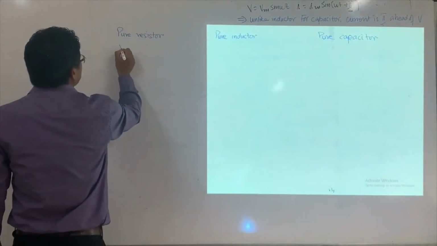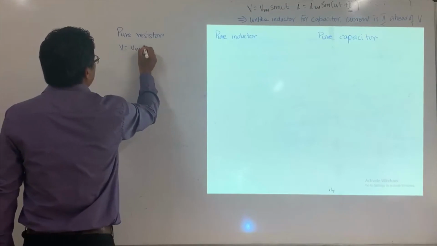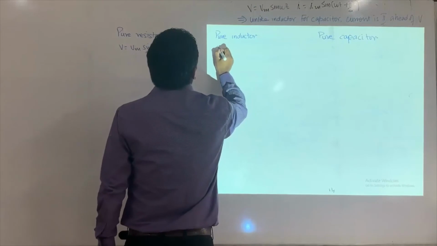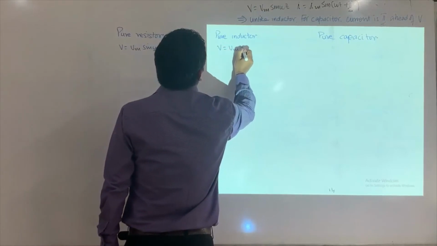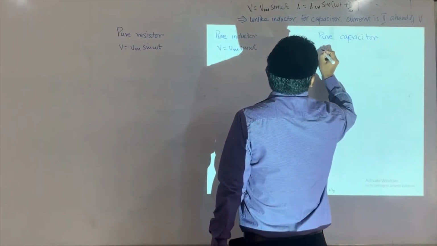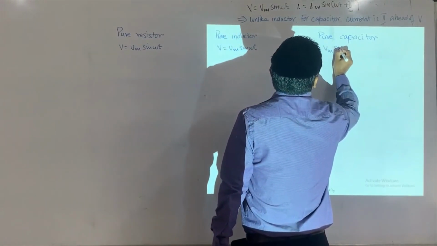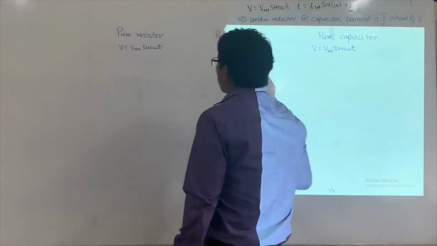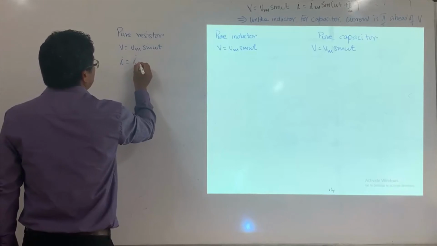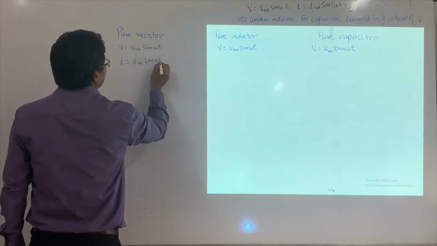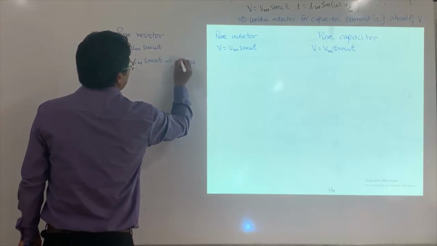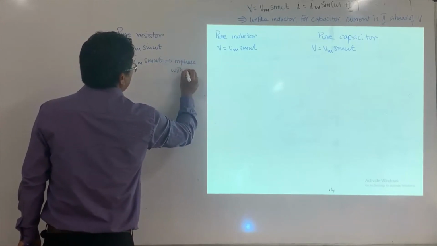For the resistor, V is equal to Vm sine omega t. This is the alternating voltage you supply, and it is the same for all. Now what about current? In the case of a pure resistor, current is in phase with voltage.